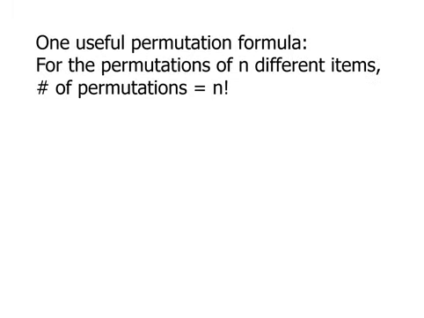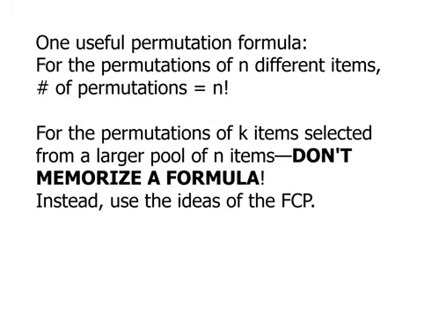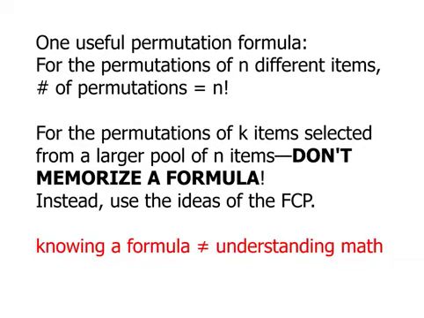One very useful formula, and this is one of the few that it's really worthwhile memorizing, is that if we have n different items and we're going to permutate all n of them, we're going to take n items and put them in as many orders as possible, that's n factorial. That's a useful formula to know. For permutations of k items selected from a larger pool of n items, don't memorize a formula. Instead, use the ideas of the fundamental counting principle.